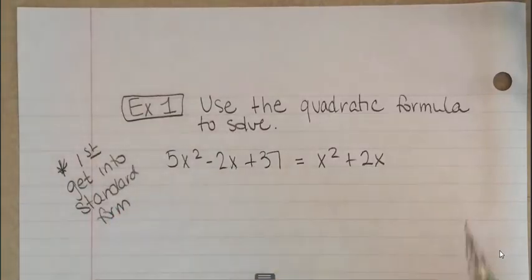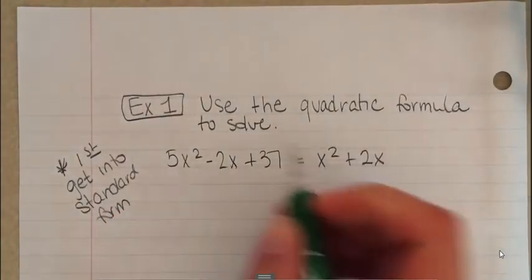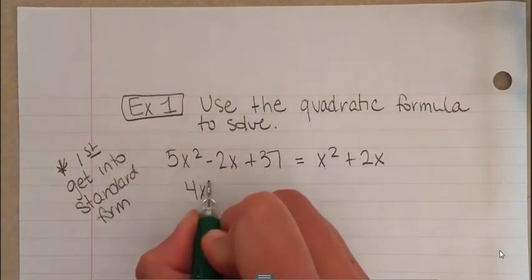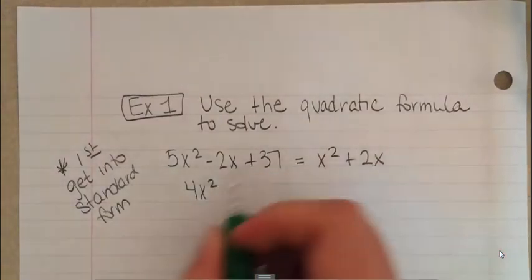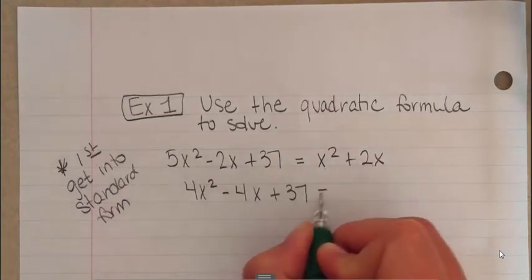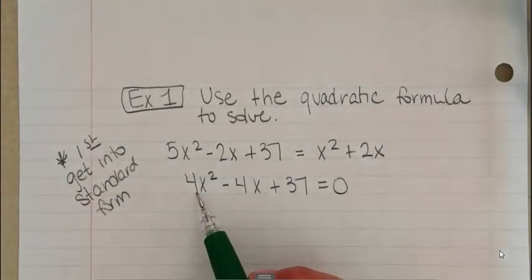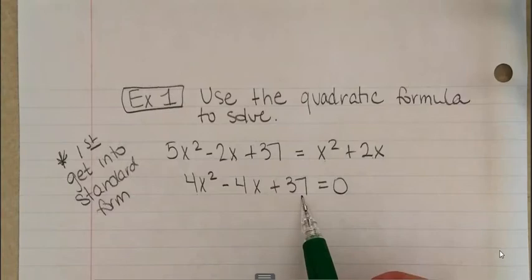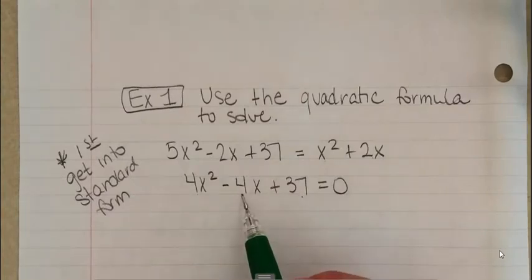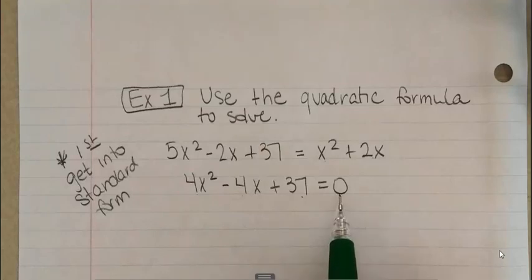So my job right now is to basically get everything onto one side, set it equal to 0. So I'm going to subtract x squared, which will give me 4x squared. And I'll subtract that 2x, which will give me negative 4x, plus 37 equals 0. Now, I could spend all day long trying to figure out factors of 4 and factors of 37 that their sum will give me this negative 4, but that's never going to happen. So I'm going to go ahead and use the quadratic formula.